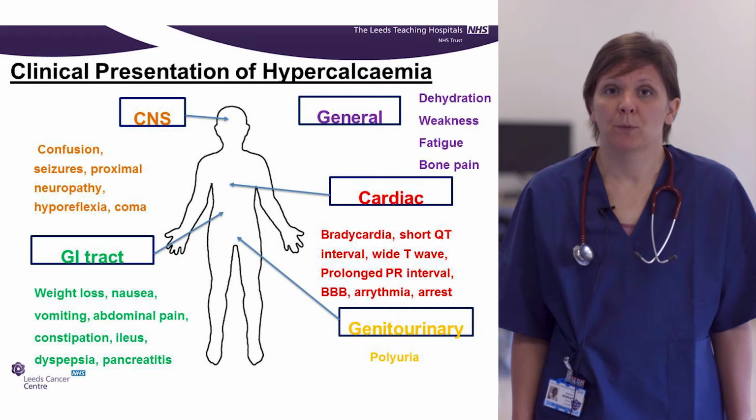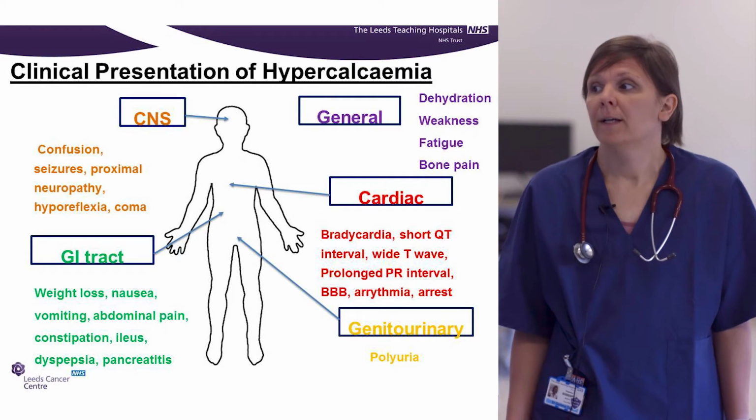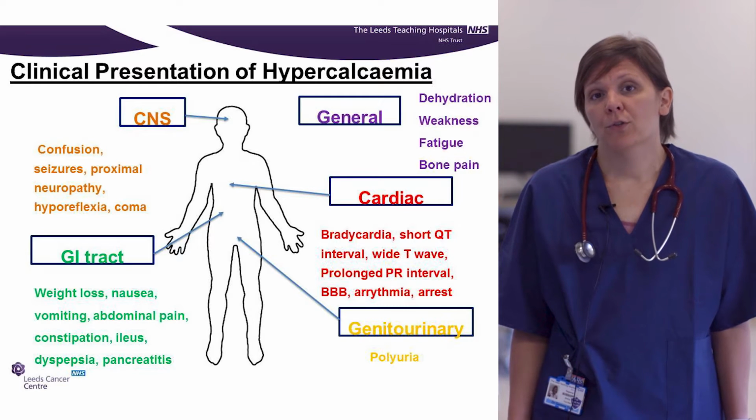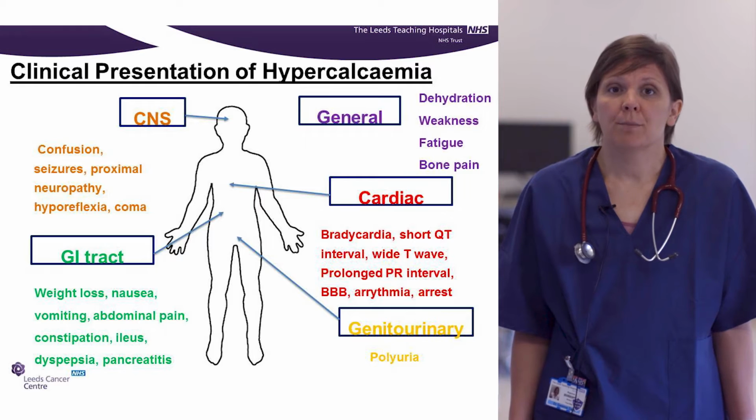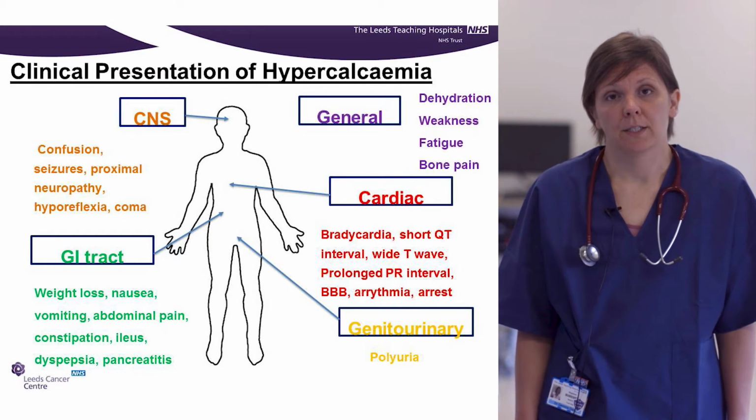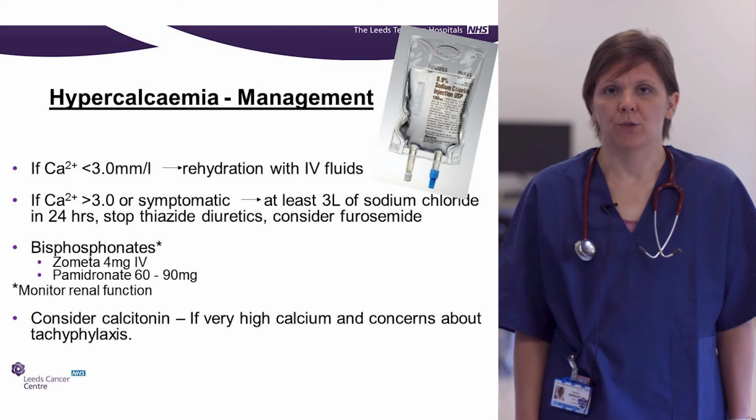The GI tract is a common way in which these patients present. So they may well have abdominal pain and constipation. They may well be vomiting or feeling nauseous. They may also describe that they have polyuria. These are all worrying symptoms for someone who has an underlying malignancy who may well be presenting to yourself. So how do we manage this patient group?